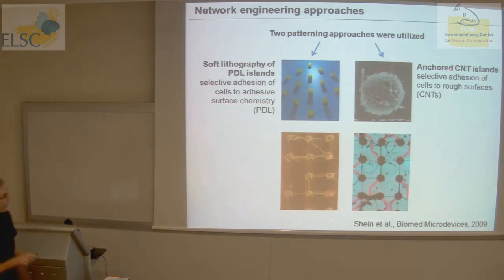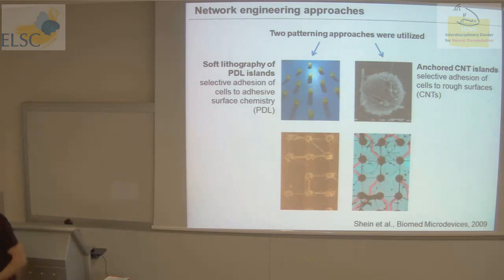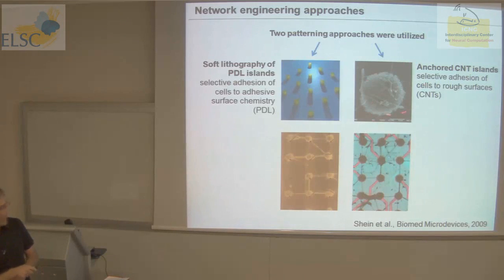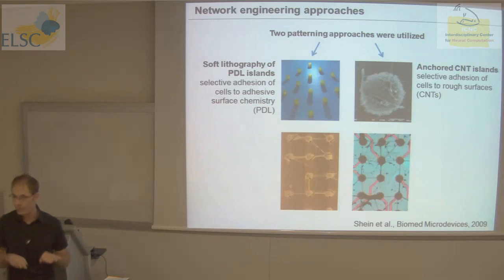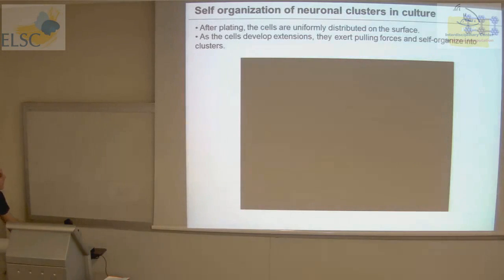The other way is to use rough surfaces. It turns out that neurons love rough surfaces, probably because this is more similar to what they see in the brain. We specifically used electrodes that we manufactured from carbon nanotubes that served the double role of both anchoring the cells onto the electrode and facilitating the electrical recording. So these are the 2 methods that we used.